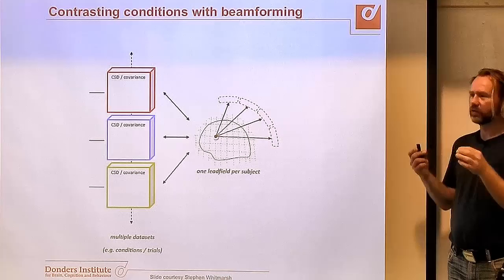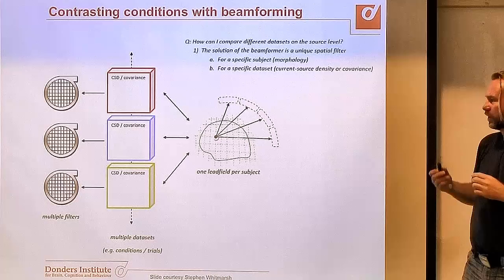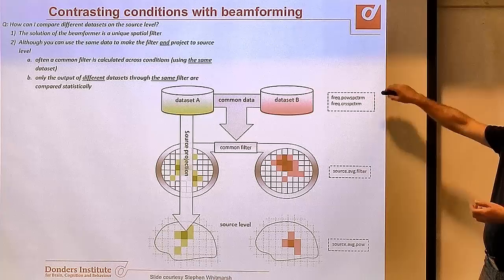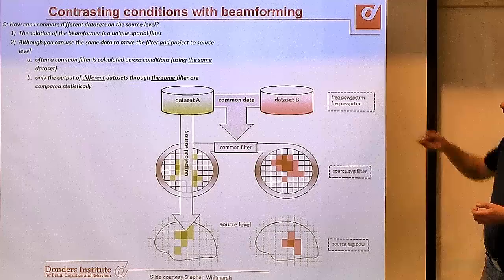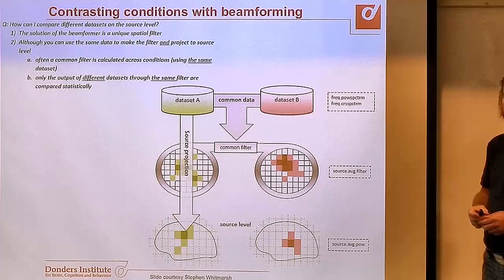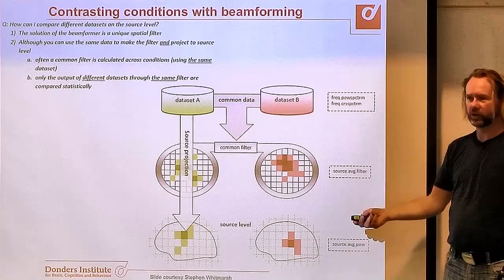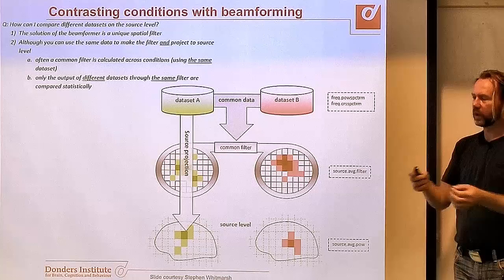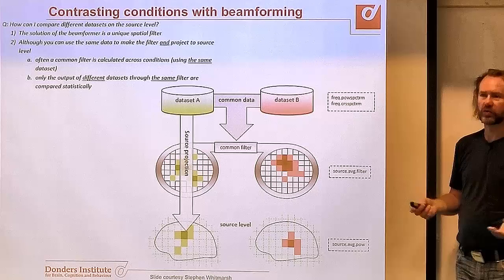So this is a depiction of the spatial filters. The solution for the beamformer is a unique spatial filter for each subject and for a specific data set. And if we have multiple conditions, we're going to pool the conditions. So we're going to take data set A, condition A, data set B, and pool them together. And using the pooled data, we're computing a common filter. Because if we have a common filter, then we know that the spatial leakage is going to be common in both of the conditions. And that means that if we apply the common filter to each of the individual data sets, then we know that the difference that we find is not due to different spatial leakage, but must be due to different underlying source activity.